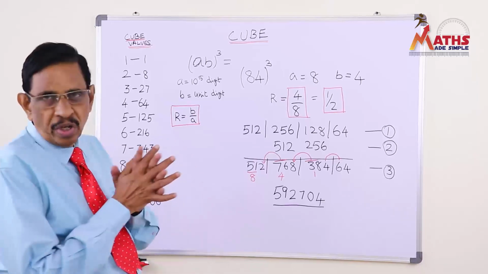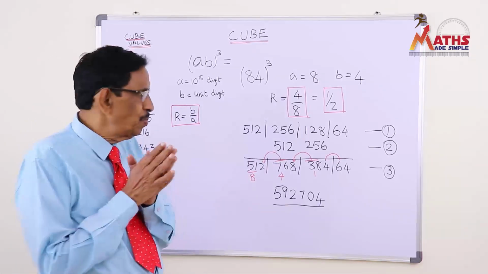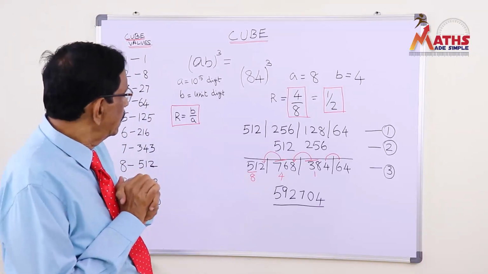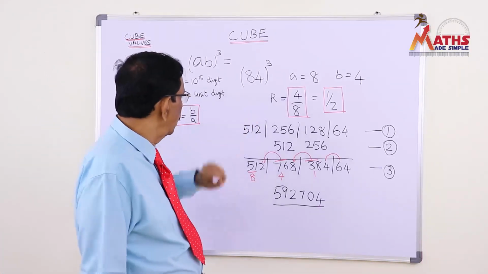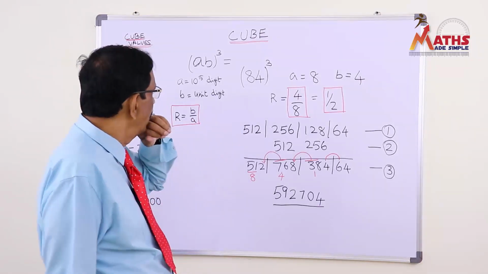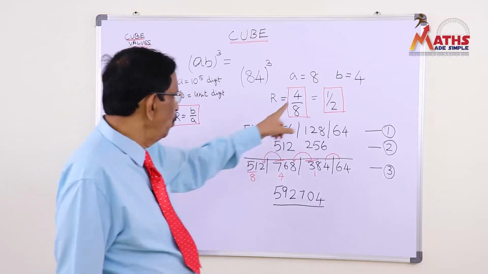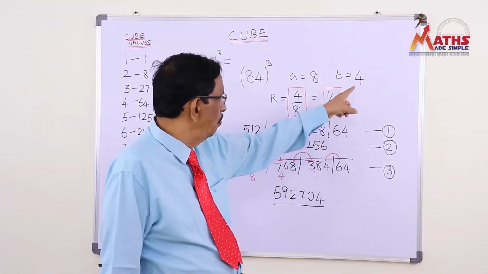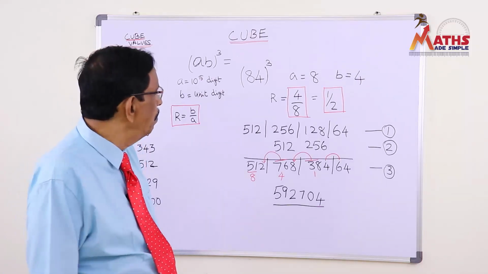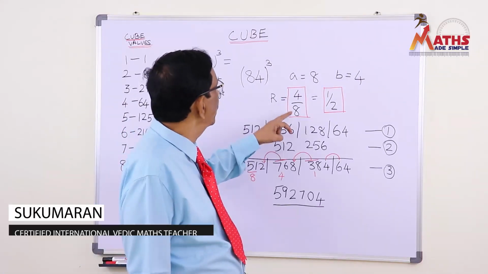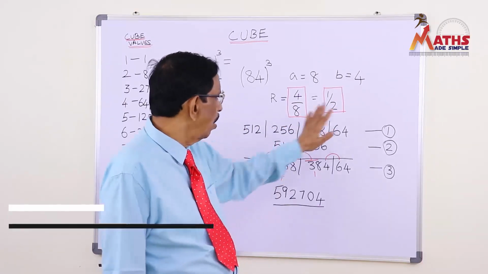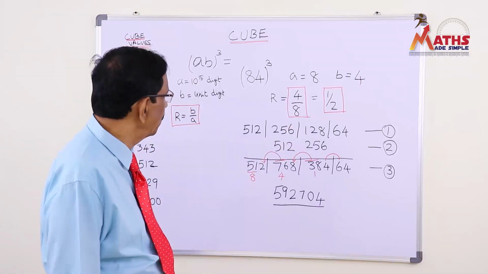Let us take one more example so that the concept becomes much clearer for all of you. The second number I am taking for working is 84 cube. In this, value of A is 8, value of B is equal to 4. Ratio R is B by A, that is 4 by 8, which is equal to half. Ratio is half. We arrived up to this point.